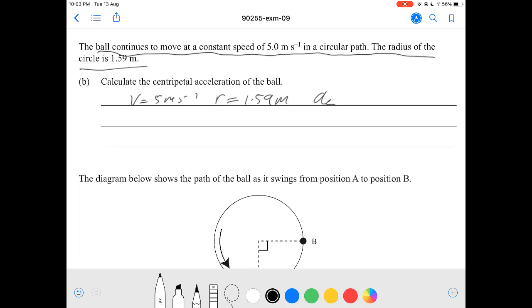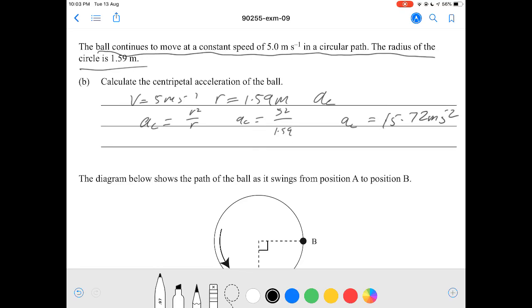This question is pretty straightforward. Looking at your formula sheet, AC equals V squared over R. So AC equals 5 squared divided by 1.59. On the calculator, 25 divided by 1.59 should give you your centripetal acceleration, which comes out to be 15.72 meters per second squared. And that's how you would be calculating the centripetal acceleration of a ball.